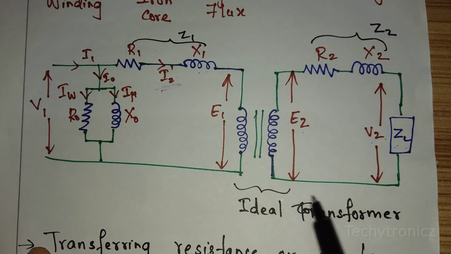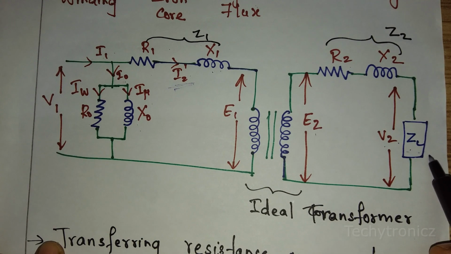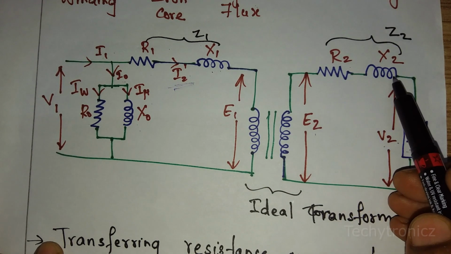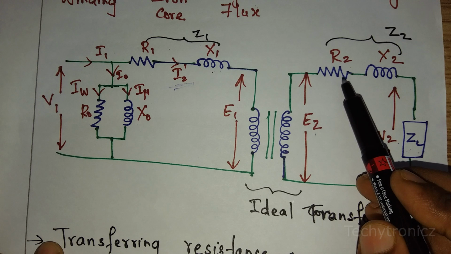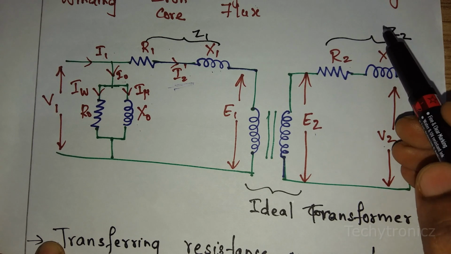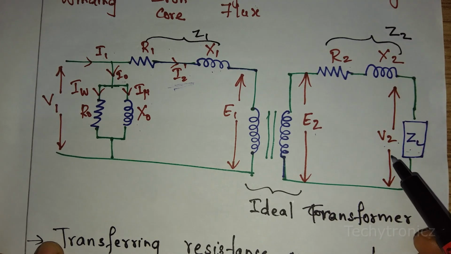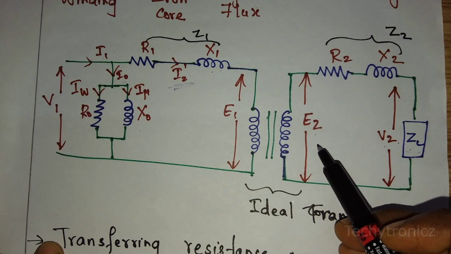In the secondary winding, it is connected to the load impedance, that is ZL. The resistance and reactance in the secondary winding are R2 and X2, and combining R2 and X2 we get the impedance, denoted as Z2. The voltage in the secondary winding is V2 and the induced EMF in the secondary winding is E2.